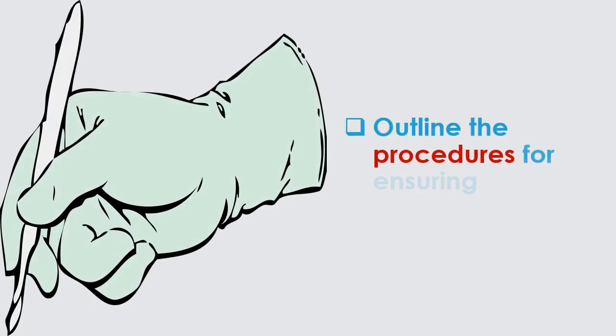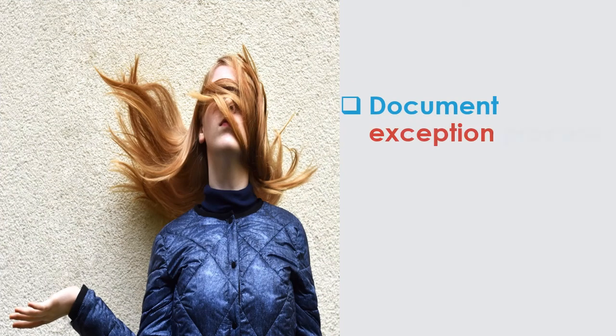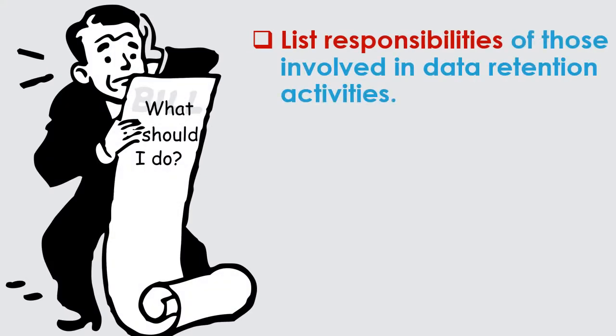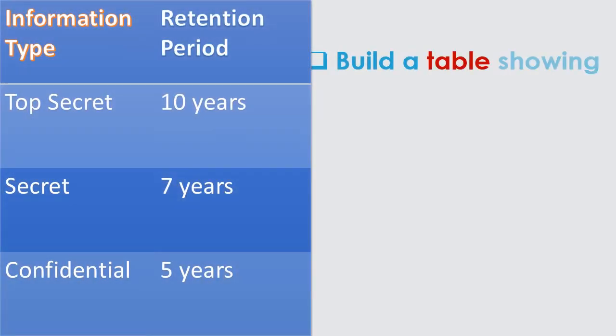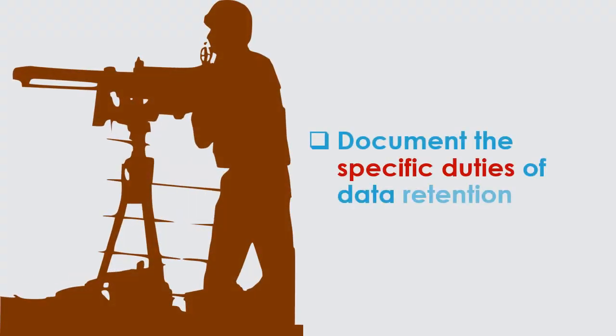Outline the procedures for ensuring data is properly retained. Document the exception process. List responsibilities of those involved in data retention activities. Build a table showing the information type and its corresponding retention period. Document the specific duties of the data retention team.